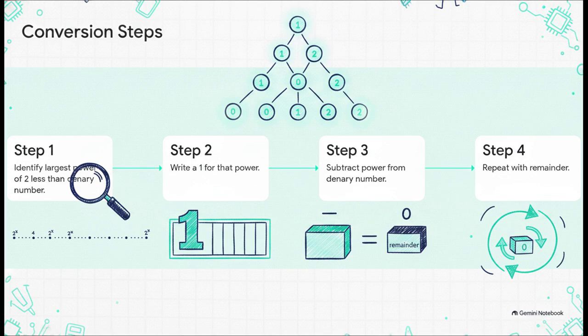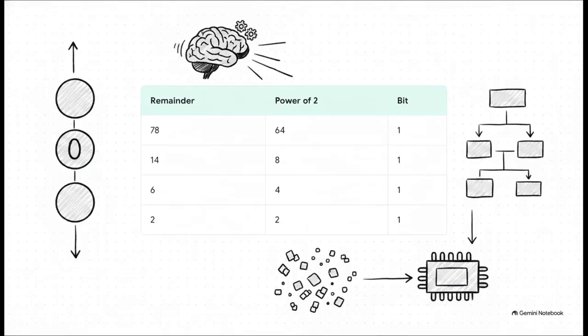Step 1, identify the largest power of 2 that's less than your starting number. Step 2, put a 1 in that binary column. Step 3, subtract that power of 2 from your starting number. And step 4, just repeat the process with whatever remainder you have left until you hit exactly 0. Let's actually see this in action with a textbook example, converting the Denary number 78 into binary.